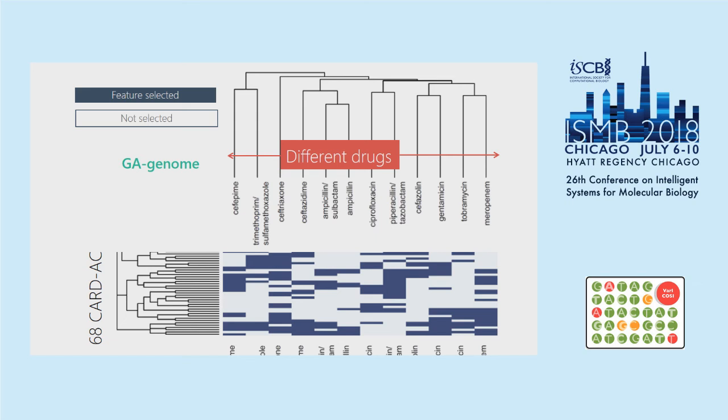So we can see that many cephalosporin class antibiotics don't cluster within a single clade. So what really happened here? We went back to see what features are selected for prediction, and we found out that the selected features don't necessarily correspond to the known mechanisms.